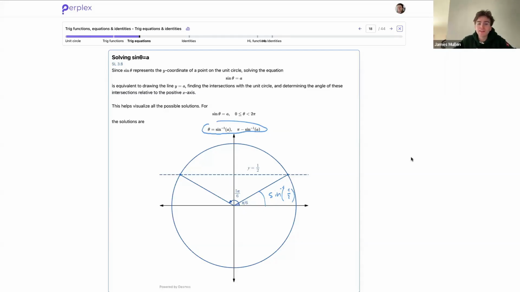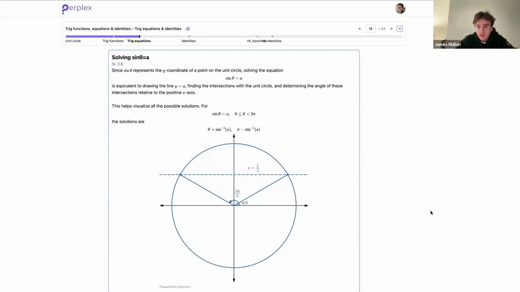So the two solutions are theta is equal to the inverse sin of a and pi minus the inverse sin of a. Now, I think it's more helpful to just think about these in the unit circle instead of inverse sine, because usually you won't have a calculator for these questions anyways. I know that sine of pi over 6 is 1 over 2, so I have one solution, which is pi over 6. And I also know that sine is the same thing when I reflect it in the y-axis. So the angle over here is pi minus pi over 6, which gives me 5 pi over 6. That's how I think about that.